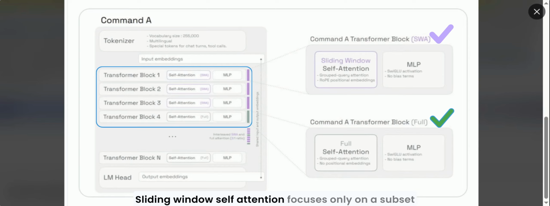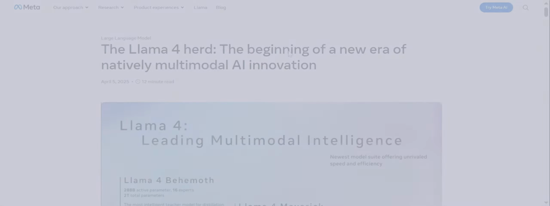Sliding window self-attention focuses only on a subset of recent tokens rather than the entire context. This dramatically reduces the amount of key-value cache required for inference, enabling support for such long contexts. This approach, similar to what's seen in Cohere's recent models, is crucial for handling extremely long sequences efficiently.